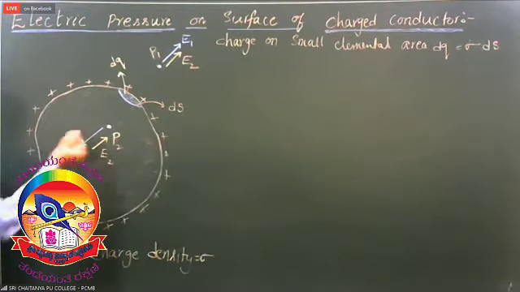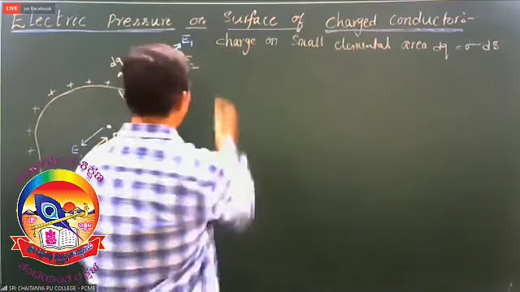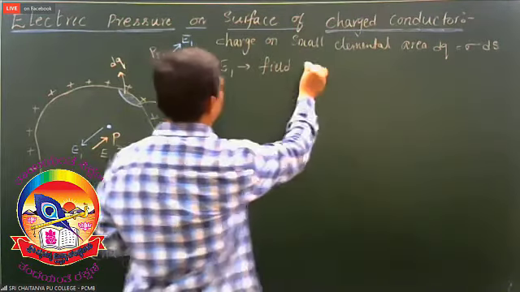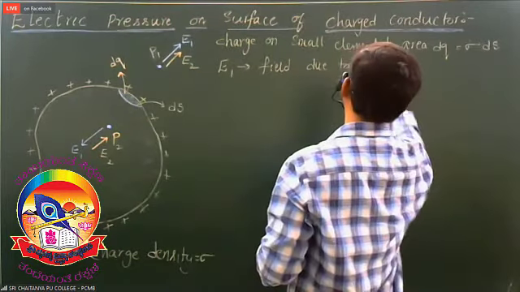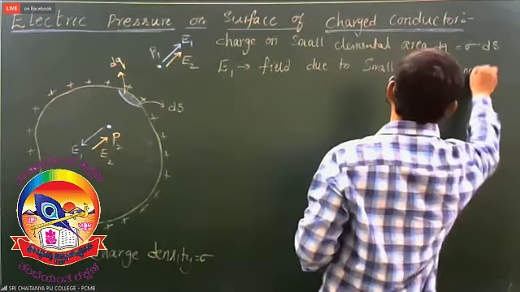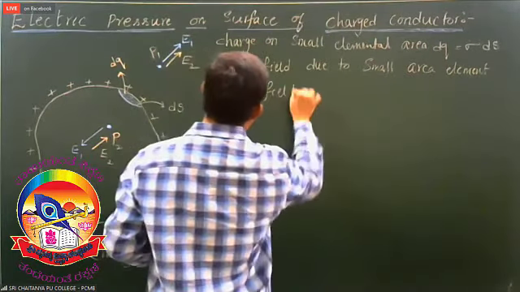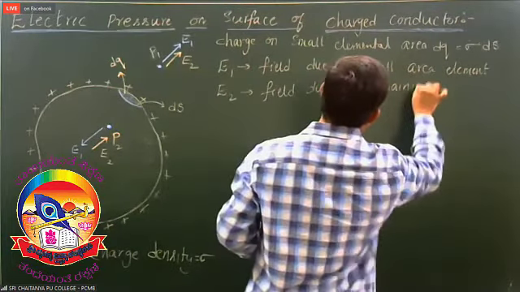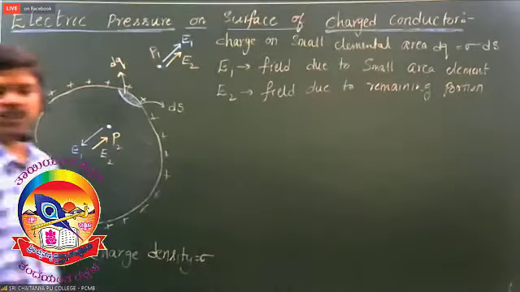Here, both fields are in the opposite direction. So, here what is our assumption? E1 is the field due to the small area element. E2 is the field due to the remaining portion of the conductor.